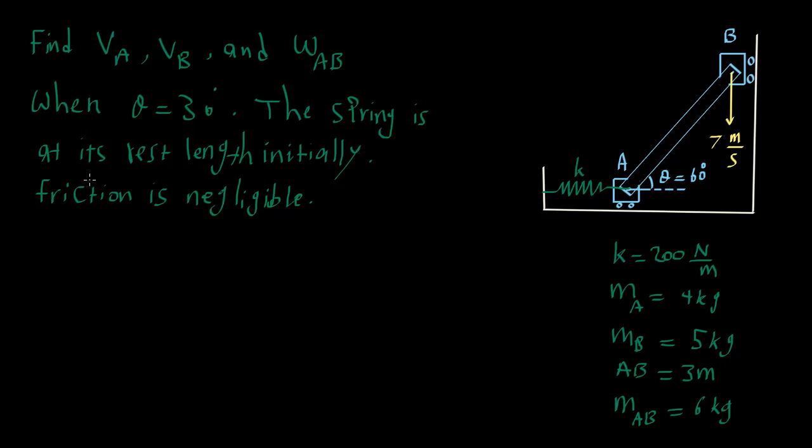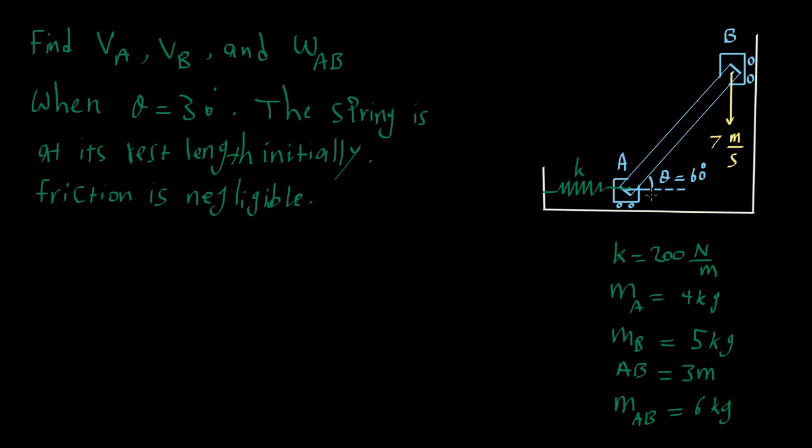The spring is at its rest length initially, and friction is negligible. Here the slider B has an initial velocity of 7 meters per second, and you can see that if this velocity is in this direction, slider A wants to go to the left, and this angle decreases. We want to see what happens to the velocities when 60 becomes 30. So again, this is one of the examples where we can use the work and energy principle.